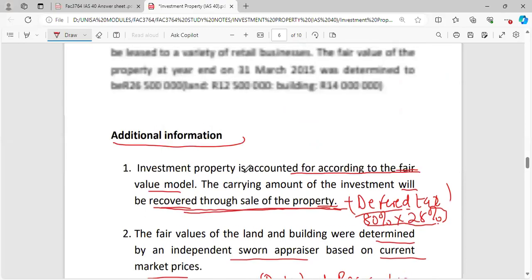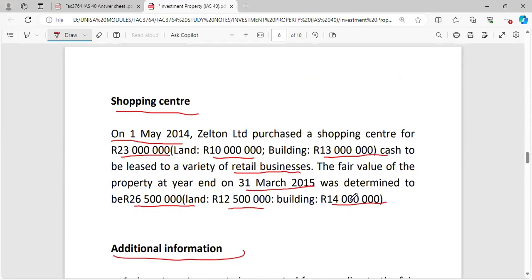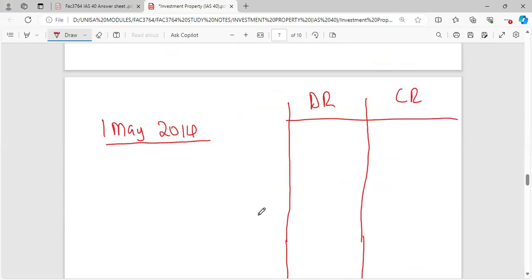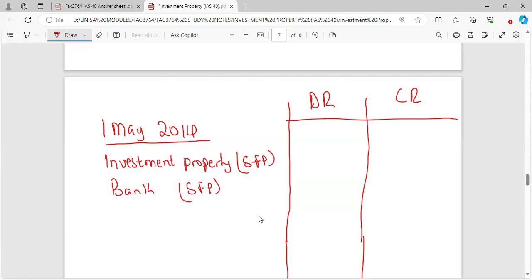You should also look at how they acquired the investment property. They bought it for cash. So our journal entry is just going to be the recognition of investment property. It's going to be investment property in the statement of financial position, and it is also going to affect bank in the statement of financial position.